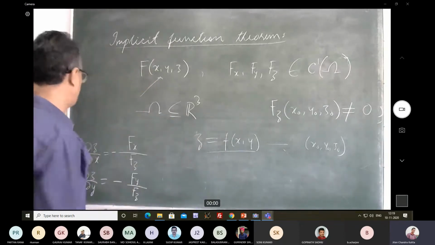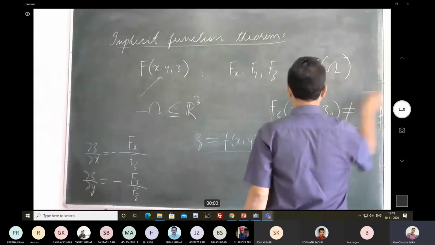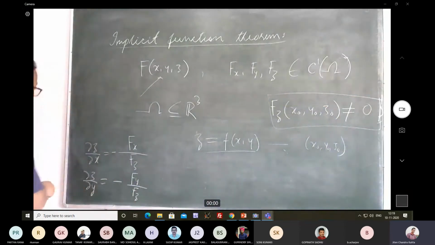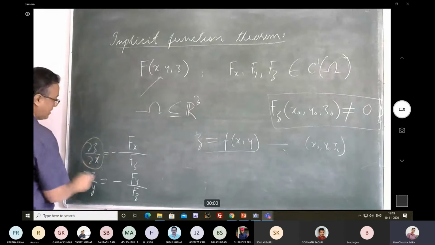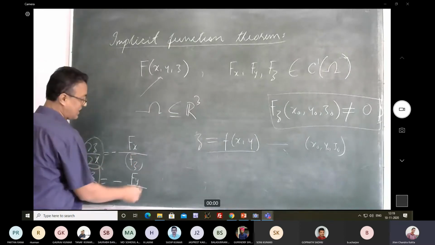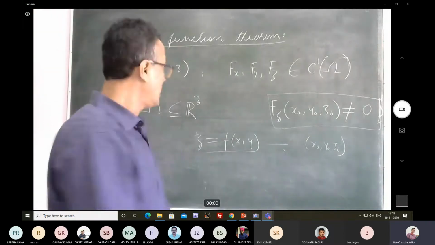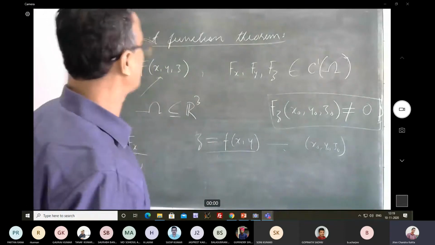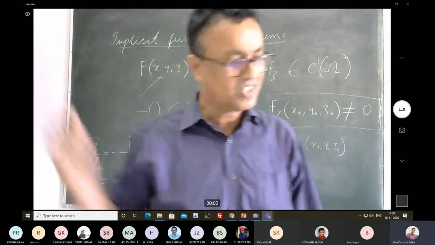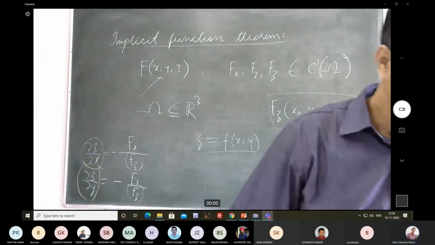I'll give you one example of why this condition is required. Obviously, for the partial derivatives with respect to x and y to be defined, this denominator has to be non-zero, right? I'm not going to prove this theorem because I'm simply going to make use of it later on.